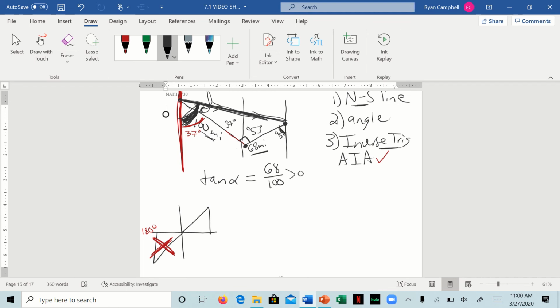All right. So we need to figure out what this actual angle is, so we can turn it into our other form using inverse trig. So alpha is inverse tan of 68 divided by 100. So we see that alpha is about 34.2 degrees.